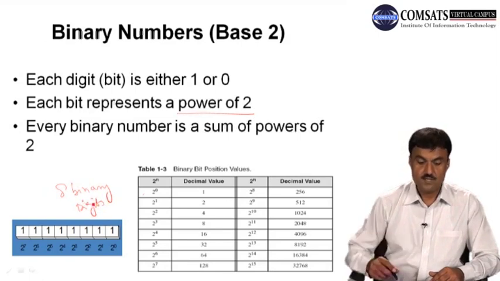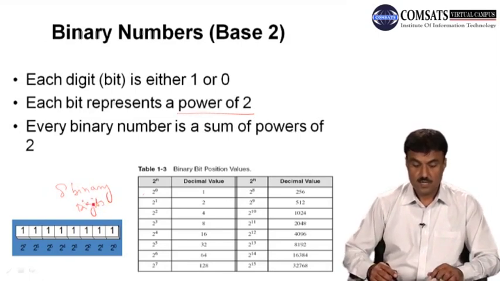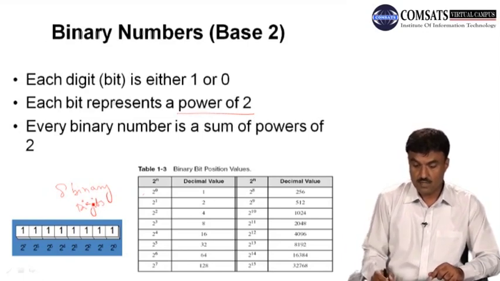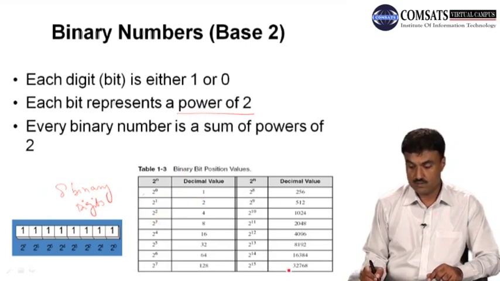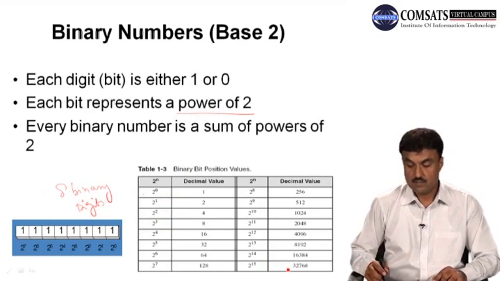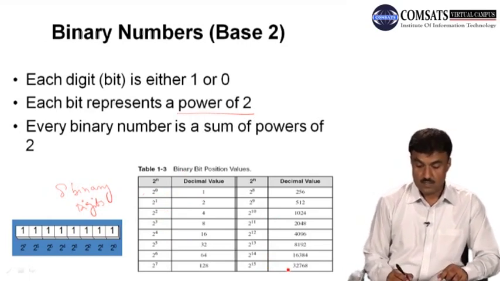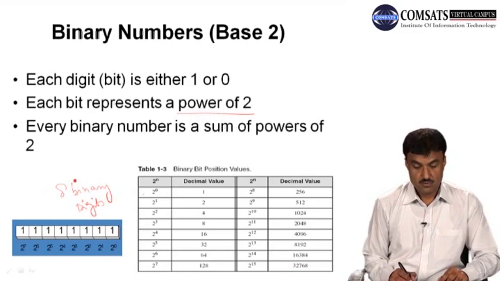We have 8 binary digits, and these 8 binary digits have these values. For example, 2 power 0 has a decimal equivalent of 1, and so on. This is the complete list. 2 power 15 is 32,768. But here we are considering only 8 bits, so the maximum power is 2 power 7.